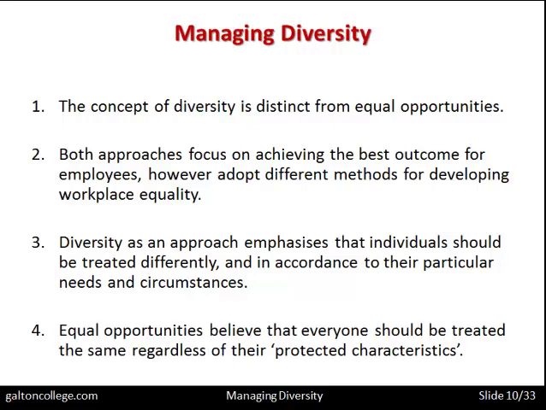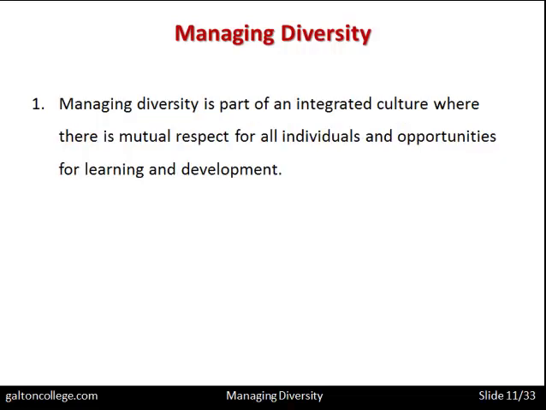Equal opportunities believe that everyone should be treated the same, regardless of their protected characteristics, whatever those characteristics are. So equal opportunity treats everyone the same. It's a blanket covering for all people at work. Whereas diversity looks at the differences and tries to reallocate staff according to the differences and according to their skills and abilities and motivations. And so diversity is doing it differently. It must be distinguished from equal opportunities.